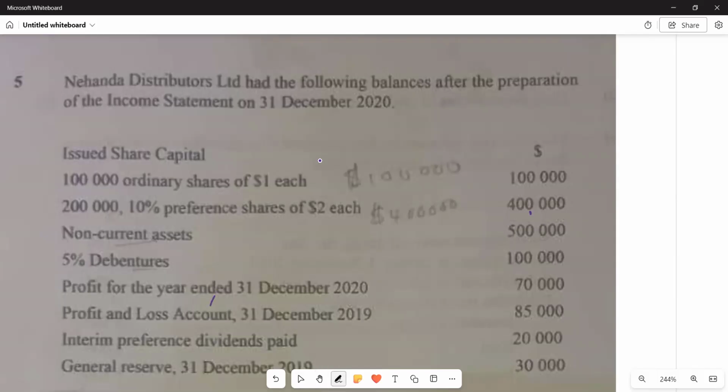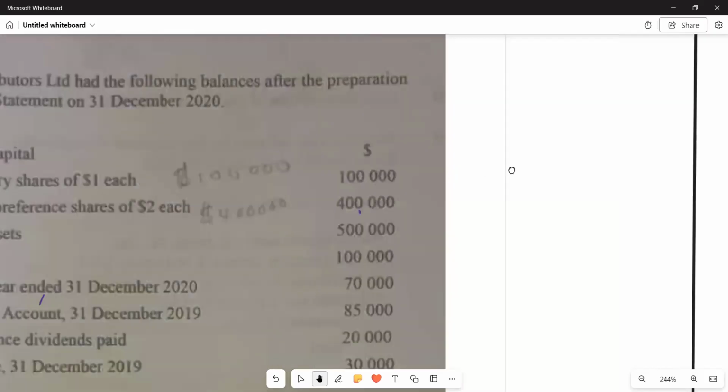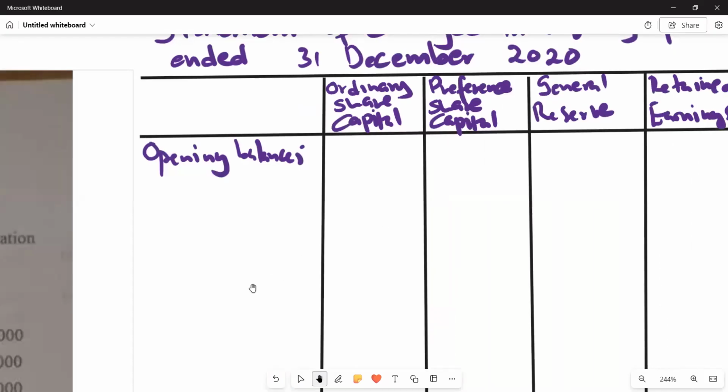We are saying 200,000 times 2, because each share is $2, so 200,000 multiplied by 2 gives 400,000. So in the column for ordinary shares, the opening balance is 100,000. Then for preference shares, we've got 400,000. So we are going there, and as such, we come here. For ordinary share capital, the opening balance, remember that we note there is 100,000.